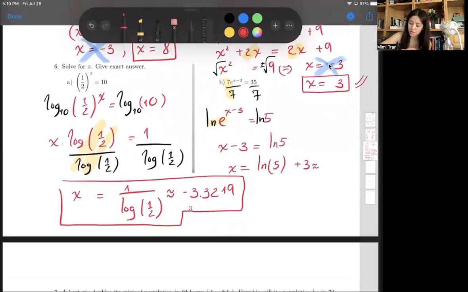And the approximation here: ln 5 plus 3 is about 4.6094.